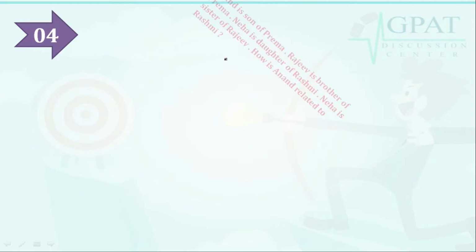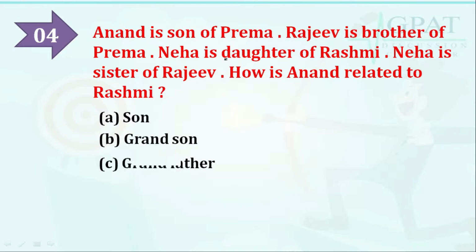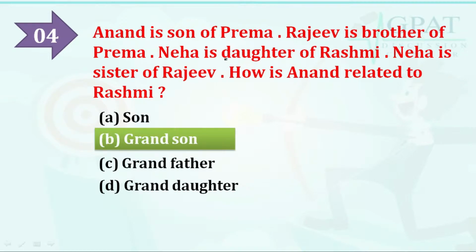Moving on to the next question: Anand is a son of Prema, Rajiv is a brother of Prema, Neha is a daughter of Rashmi, and Neha is a sister of Rajiv. How is Anand related to Rashmi? The options are: option A is son, option B is grandson, option C is grandfather, option D is granddaughter. According to this blood relation, the correct answer is grandson.